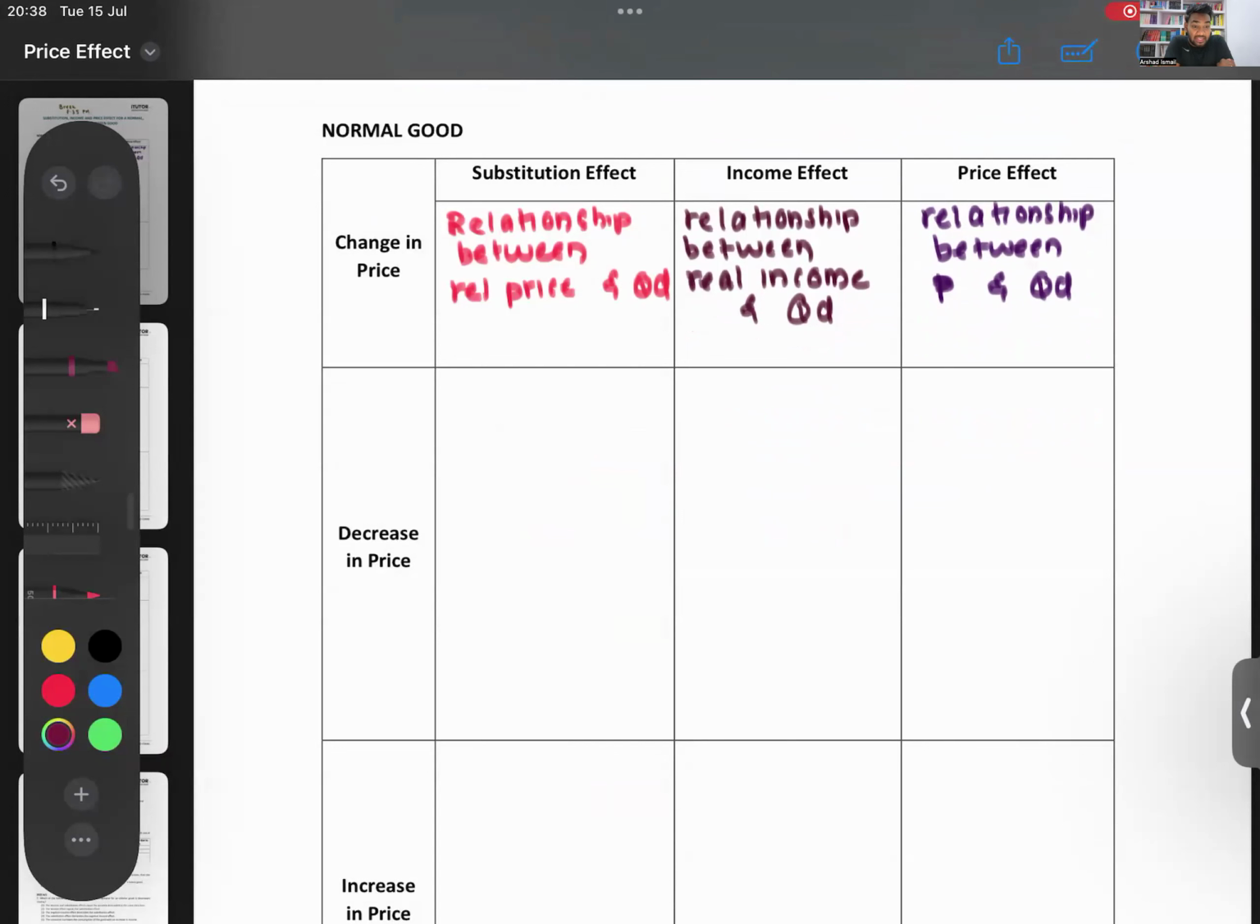So what happens if you decrease your price? What happens to the relative price of your good? If I reduce my class fees to 4,000, my class becomes relatively cheaper than the others. So when you decrease the price of a good, the relative price of that good also decreases.